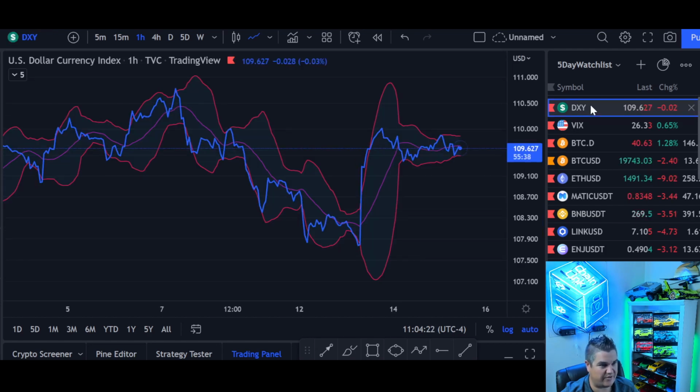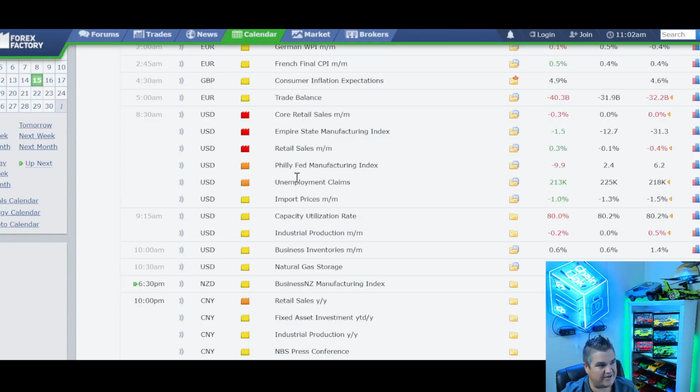Let's go take a look at that real quick, right? The DXY is just more or less trending sideways, even with the announcements today, right? We can go look at that. This was 8:30 a.m. Eastern time this morning, right? Net negative news, really. Core retail sales, much worse than expected, right? Down from the previous month, down from expectations.